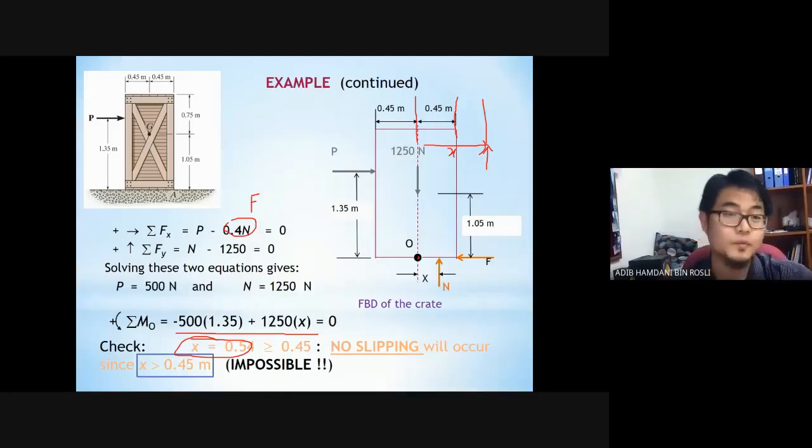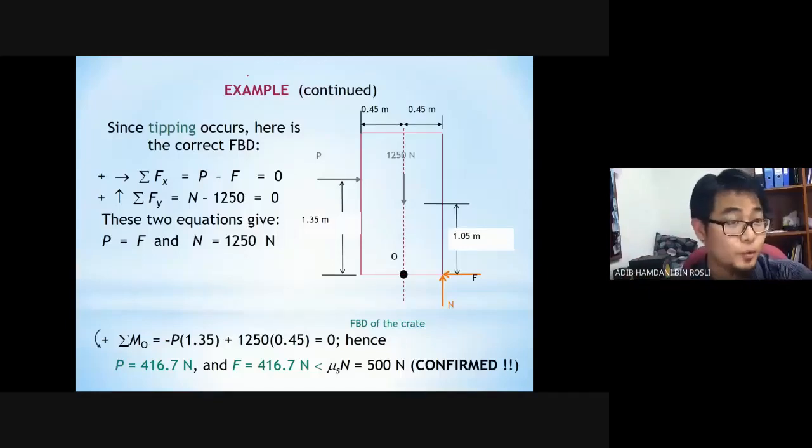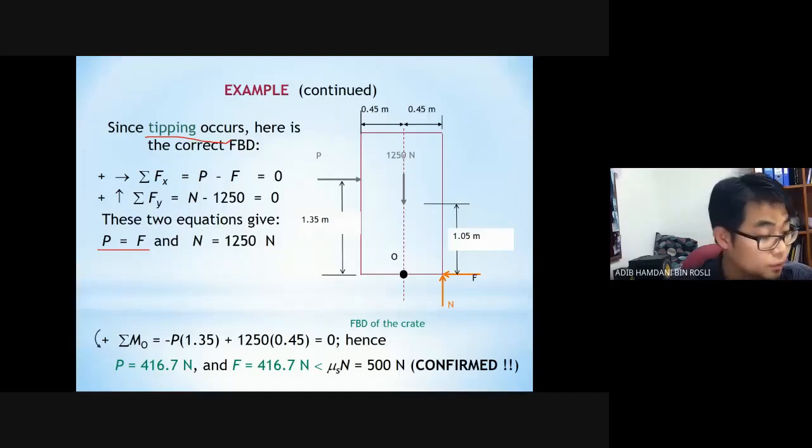Having said that, we go back to the second assumption. Because slipping does not occur, you know that tipping occurs. All right. So your correct free body diagram is N is applied at the edge, right? This is the second one. And then you do this free body diagram, and then you solve for the equations of equilibrium, Fx equals 0. Because tipping occurs first, then you have P equals to F.